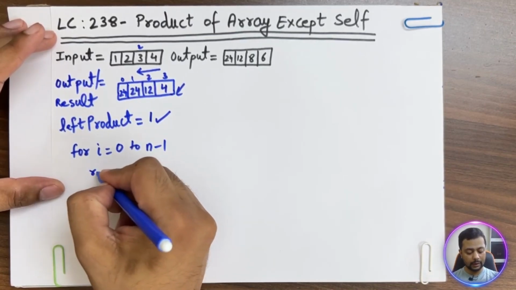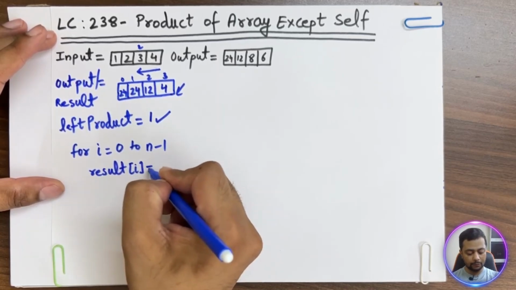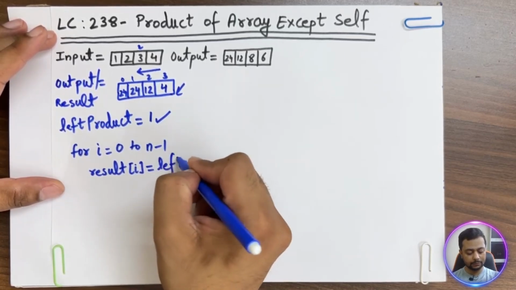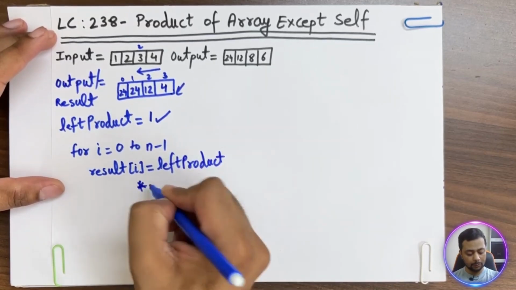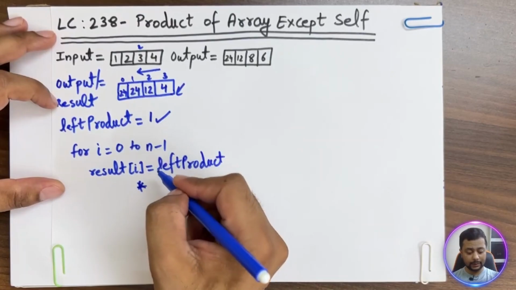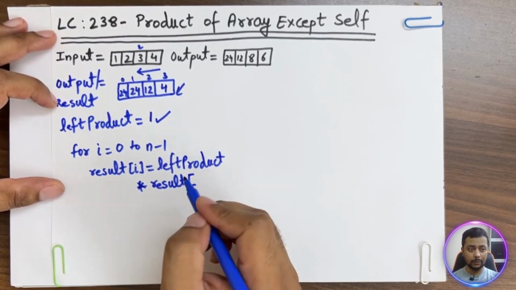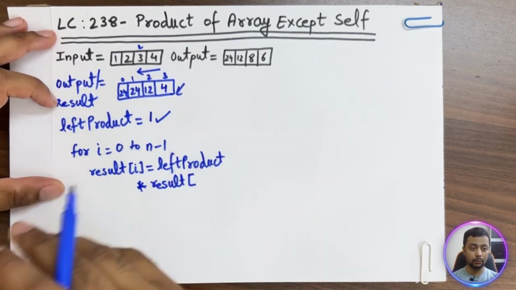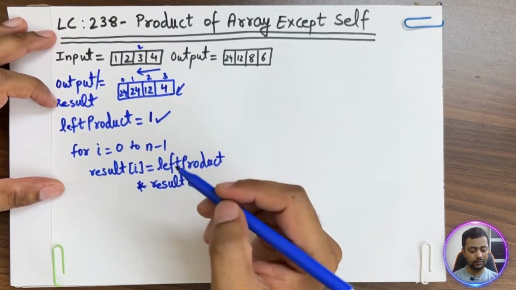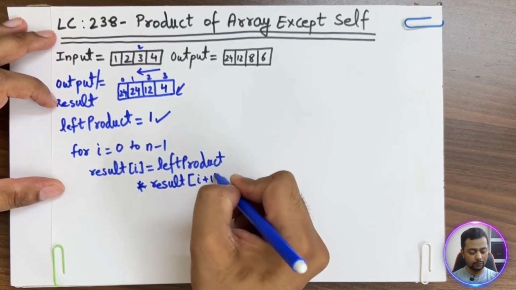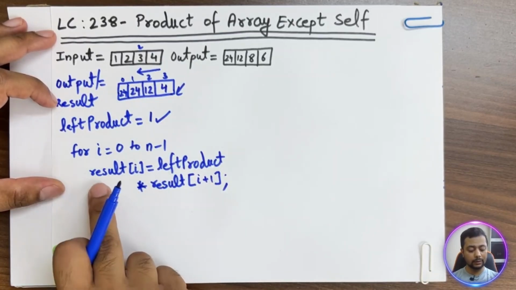So basically I will update result of i with left product times right product, into my result array, which is already holding the product of all the elements to the right of that index. For position i, I need to exclude this particular value, so I will simply pick i plus 1. Now you get whatever you need. What is the expected value in this particular cell?